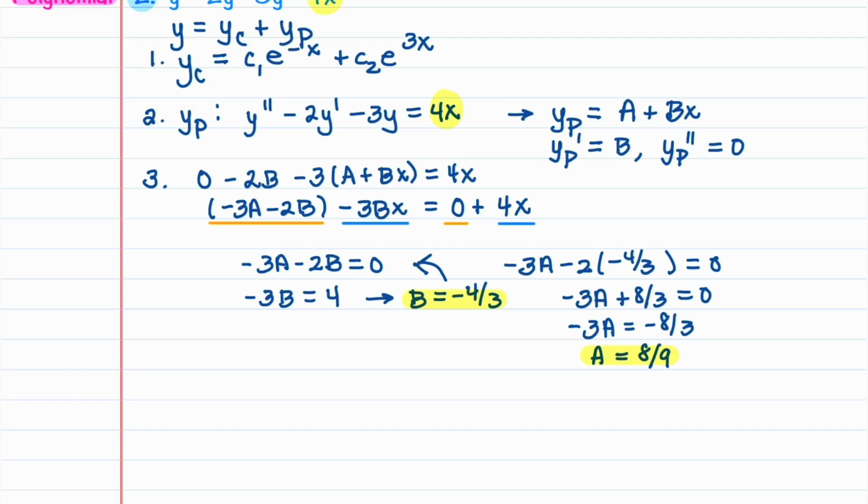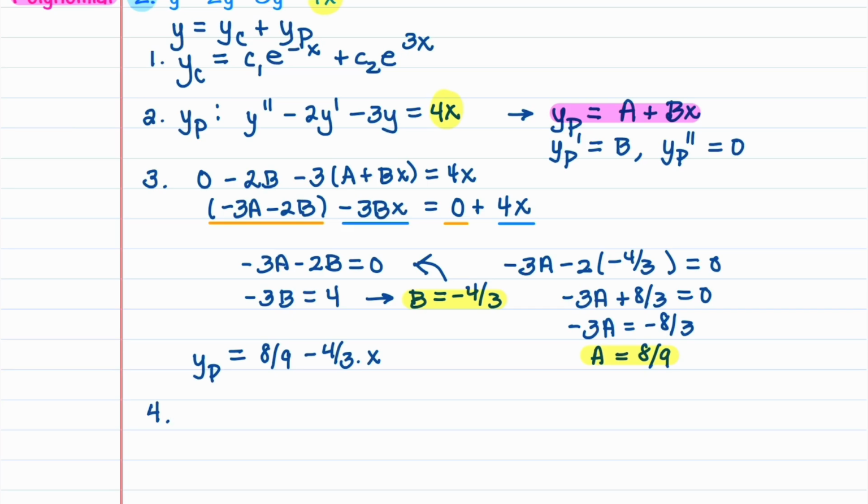Now we need to write down our particular solution. Our particular solution, I am looking right up here. I'm going to highlight that in pink. There's our particular solution. And now we know that a is 8/9. And then we add b, which is a minus 4/3 times x.